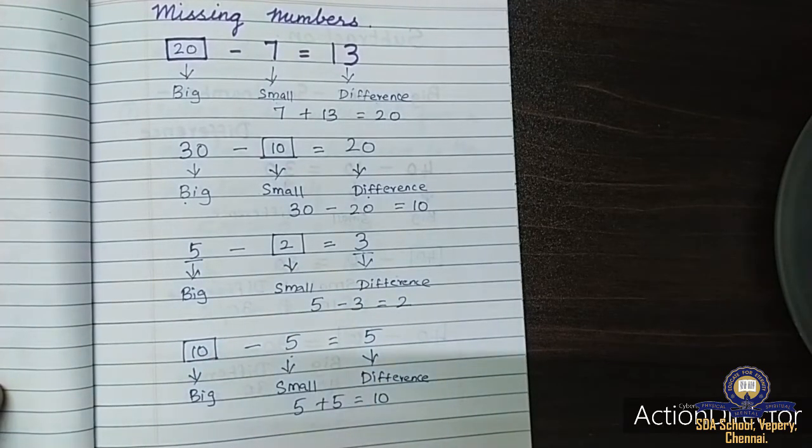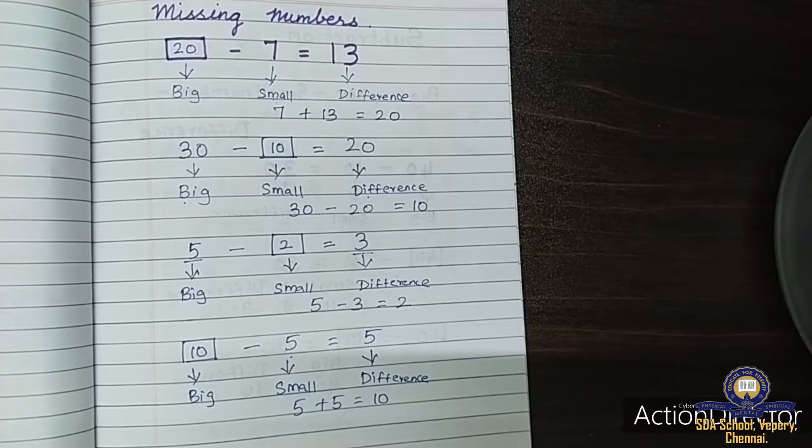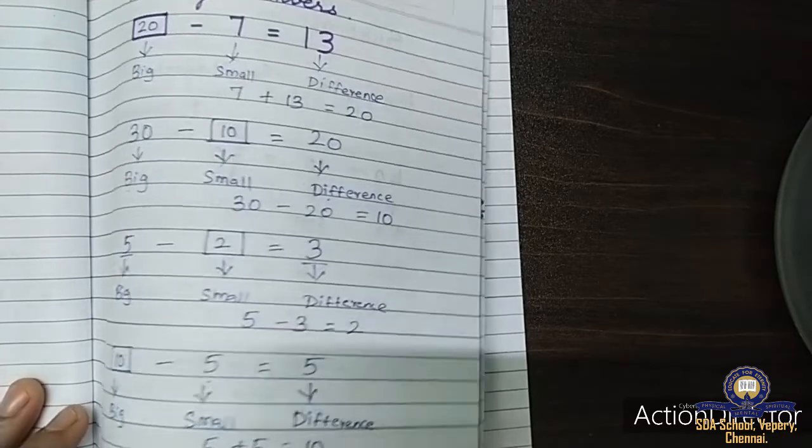So if you want to find the bigger number, you add the difference and the smaller number. If you want to find the smaller number, you subtract the difference from the bigger number. These two things you have to remember. Now we shall start with today's class.